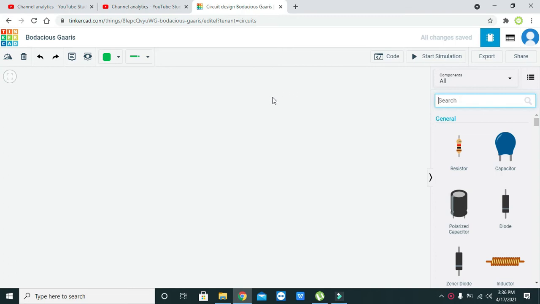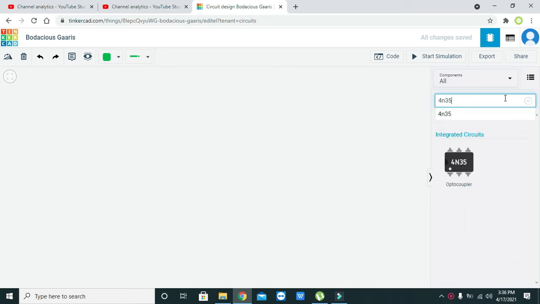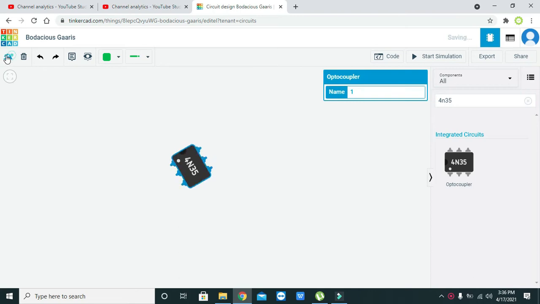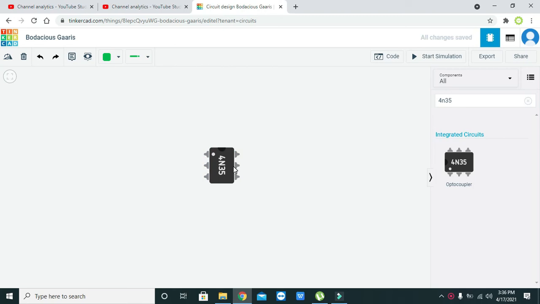So in this video tutorial, we will learn about the optocoupler simulation within Tinkercad. Before going towards the simulation, we must know how an optocoupler works. So just take your 4N35 optocoupler, rotate it so that we can see it properly. Now you can see a 6-pin IC on the window here.